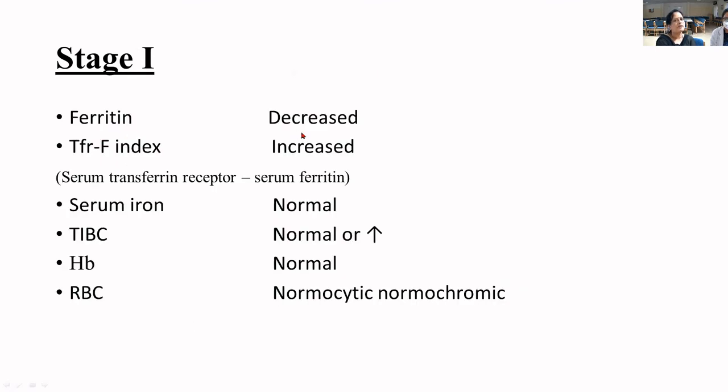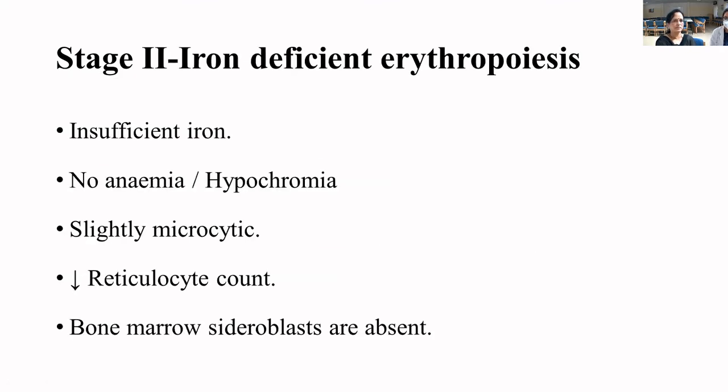Yes. Fast. In stage 1, ferritin will be decreased. Transferrin to ferritin index will be increased. Serum iron will be normal in stage 1. Total iron binding capacity may be normal or increased slightly. Hemoglobin will be normal and RBC will be normocytic normochromic.